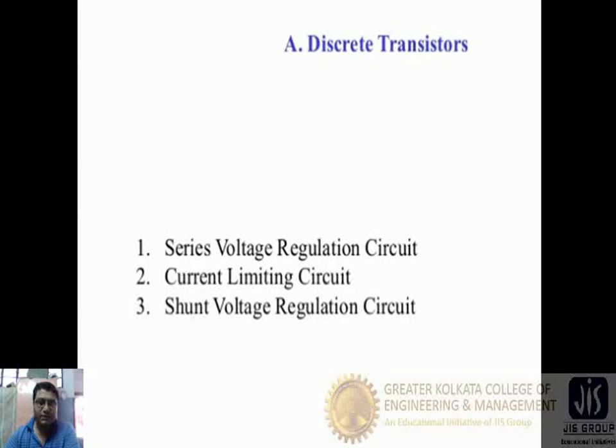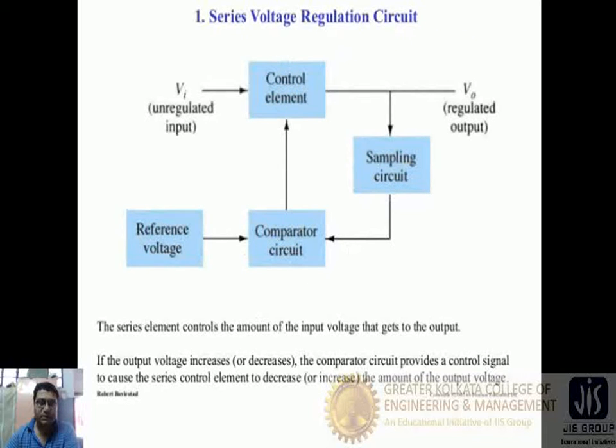It can be divided into three categories: series voltage regulation circuit, current limiting circuit, and shunt voltage regulation circuit. So we'll discuss one by one. First comes the series voltage regulation circuit. In case of series voltage regulation circuit, it is the block diagram of a series voltage regulation circuit.